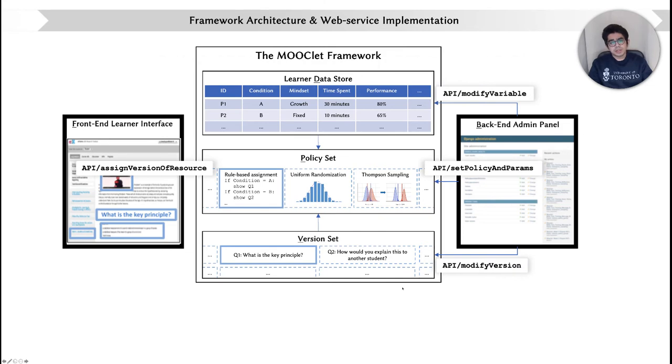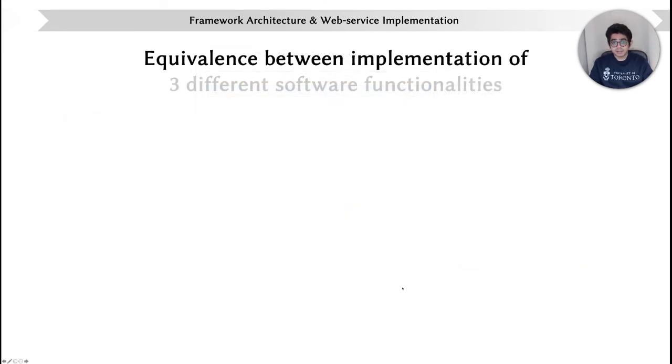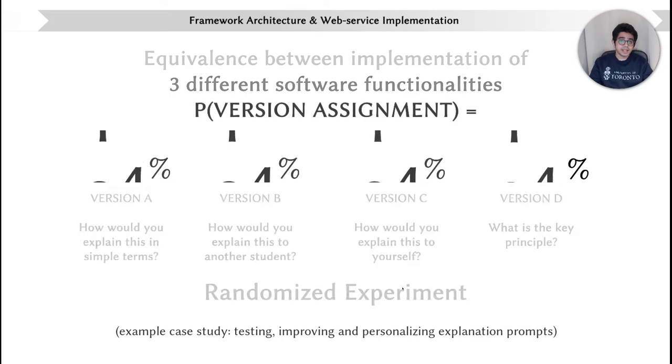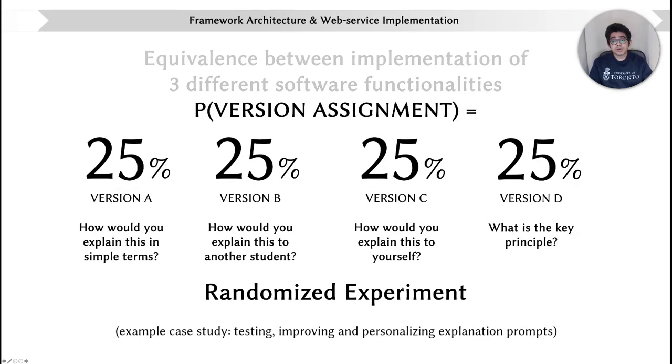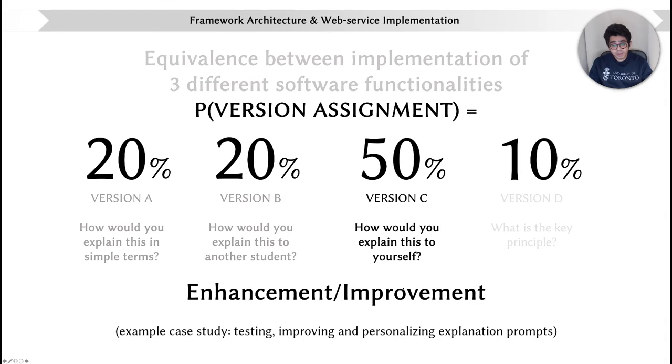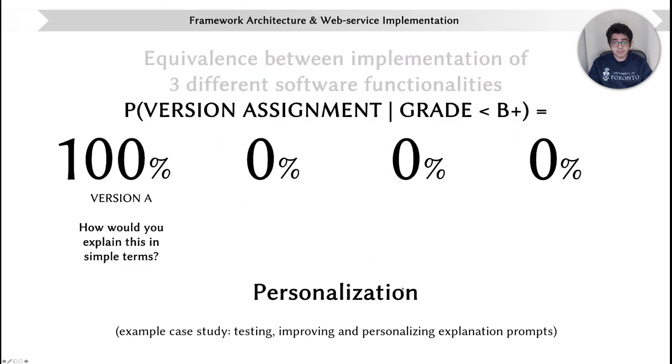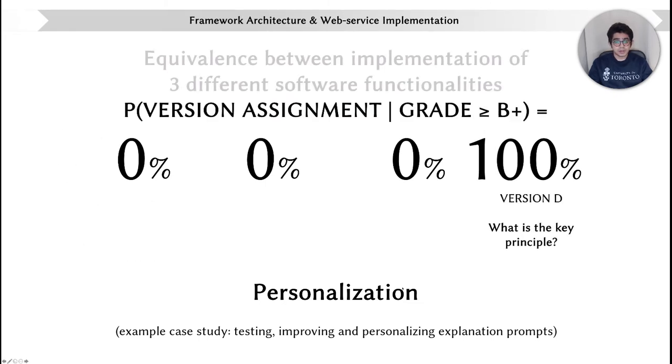The key conceptual insight is an equivalence in implementing software for 3 different functions. A randomized experiment presents 2 or more alternative versions with equal probability. Enhancement or improvement is achieved by using data to modify that probability based on human analysis or machine learning algorithms. And personalization is achieved by delivering resources conditional on a feature of a learner, for example, their prior knowledge or their performance on past problems.